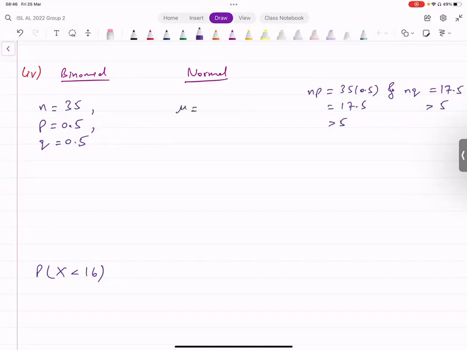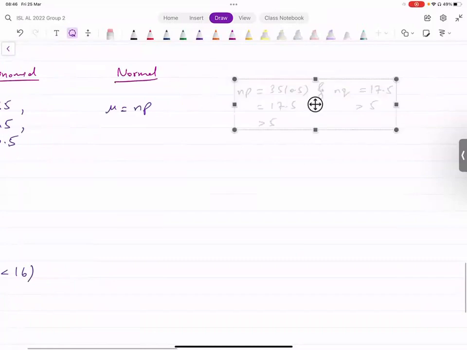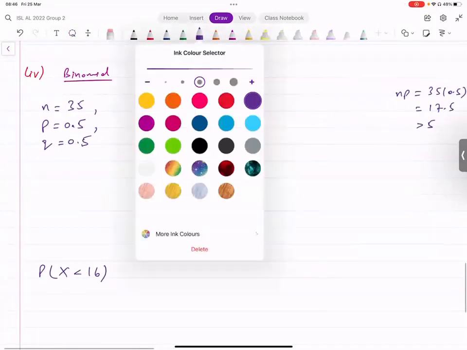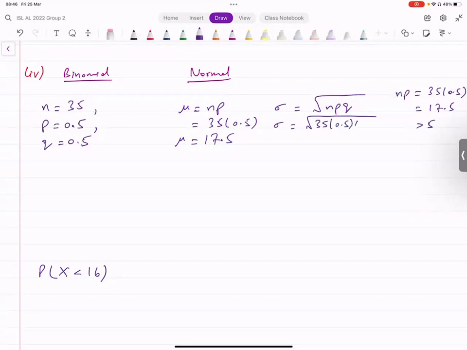We need the mean. Mean is n times p. Okay. NP is 17.5, 35 into 0.5, that is 17.5. So you got the mean. Mean is 17.5. Standard deviation निकालें, that's square root of NPQ. And that turns out to be square root of 35 into 0.5 into 0.5.